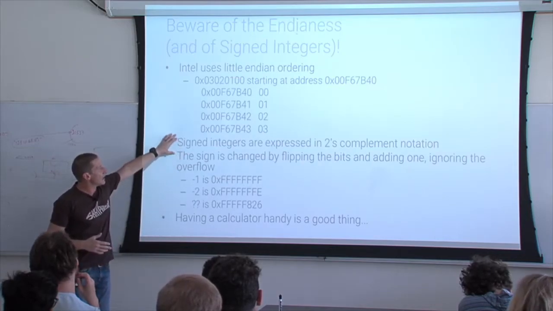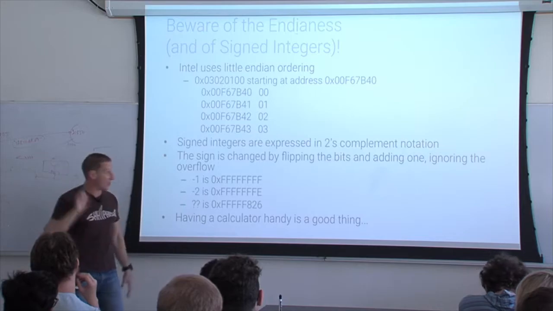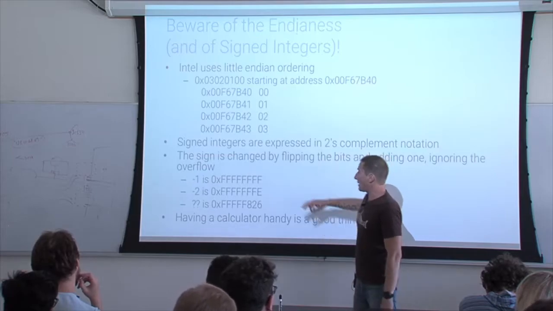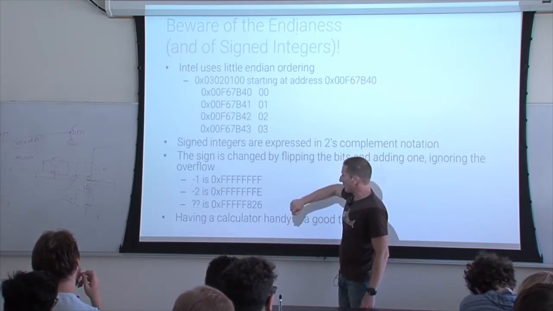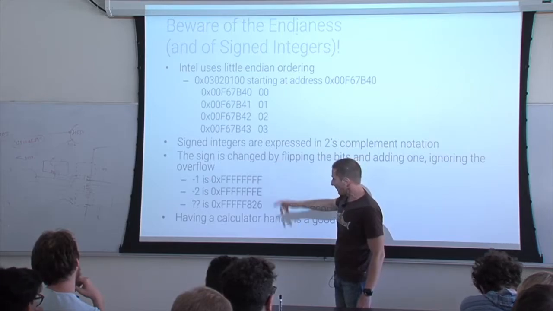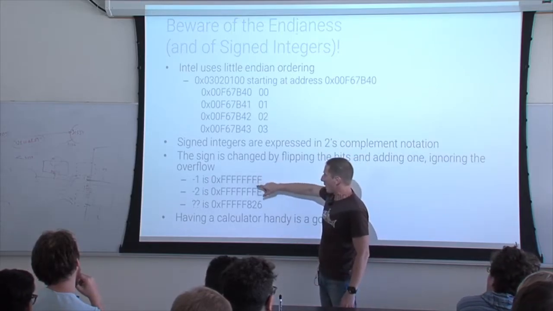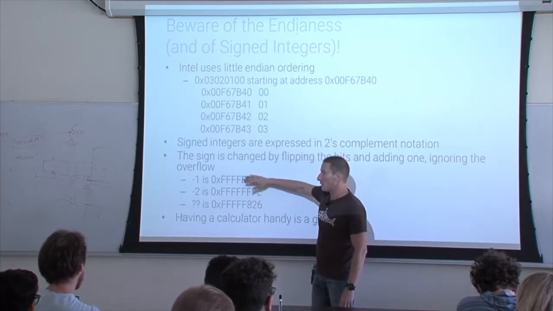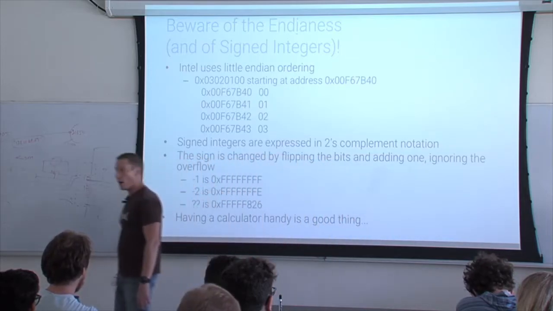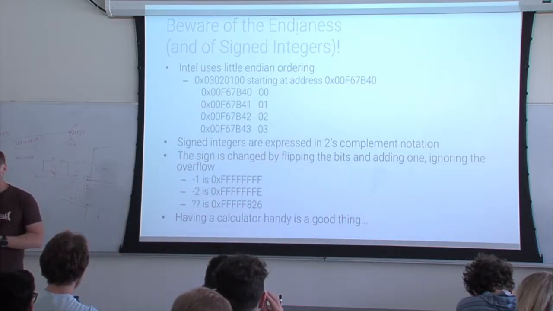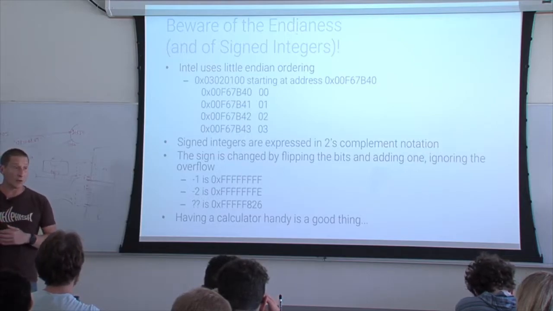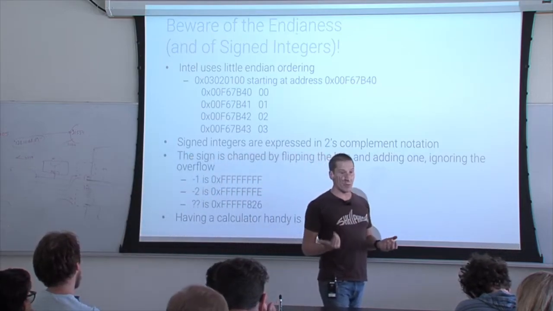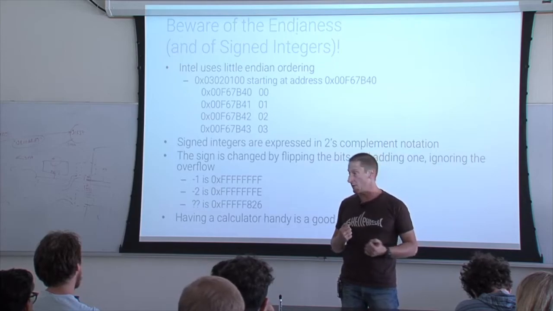Also, signed integers are expressed in 2's complement notation. That means that fundamentally you flip the bits, add 1 to change the sign, and ignore the overflow. So you have -1 is FFFFF, and of course if you flip the bits and add 1, you will have 1. So you see how that works. The advantage of 2's complement, as you know very well, with respect to having actually a sign bit and a number, is that you have only one representation for 0 instead of having 2, +0 and -0.